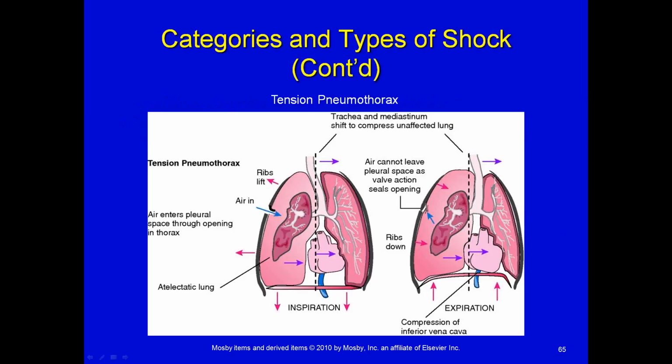shock. So here's an example certainly of a tension pneumothorax. Air enters the pleural cavity between the lung and the chest wall. As air accumulates in that side of the chest, it collapses the lung and it pushes everything in the mediastinal cavity away from the side of the tension, which could put some pressure on the superior and inferior vena cava and decrease blood supply that way.